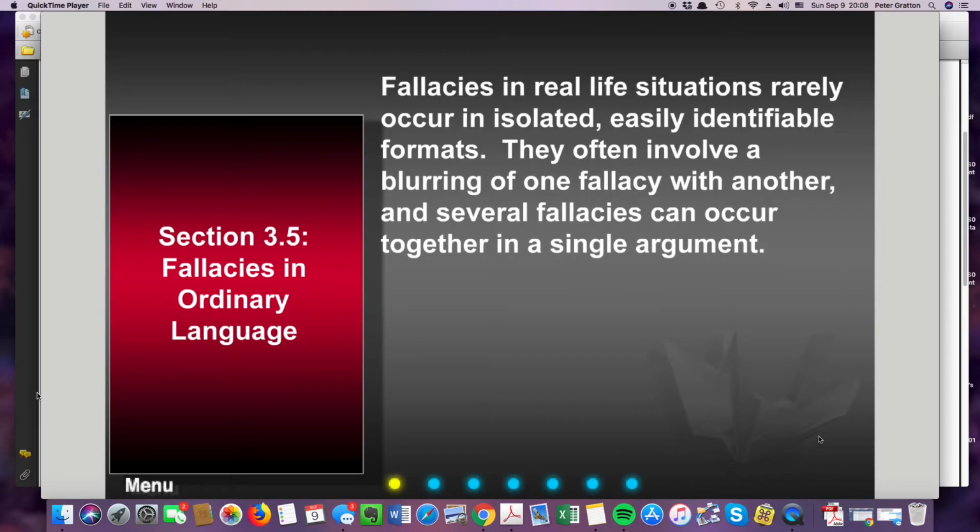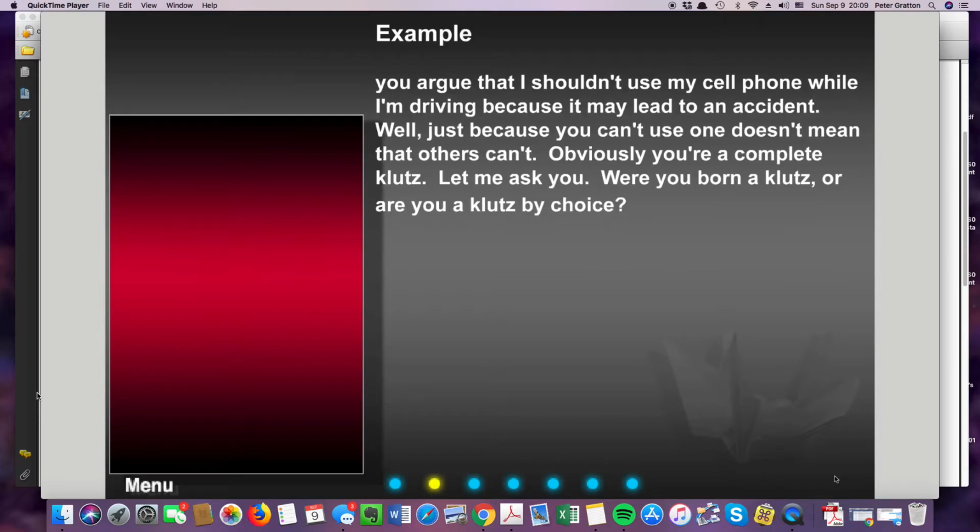Fallacies in real-life situations rarely occur in isolated, easily identifiable formats. They often involve a blurring of one fallacy with another, and several fallacies can occur together in a single argument. So what's good about this part of this subchapter, now that we move into 3.5, is that you will see in ordinary language how different fallacies tend to build on one another.